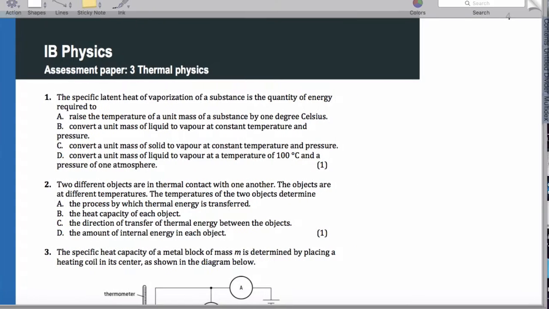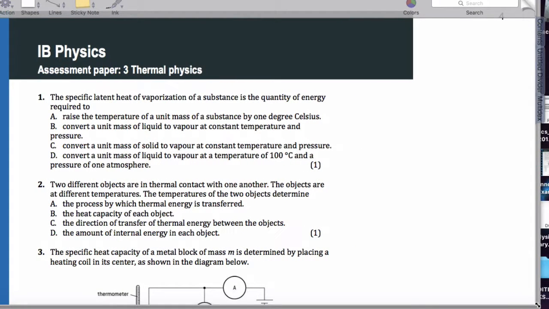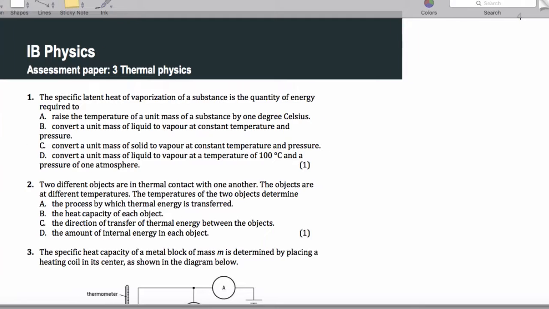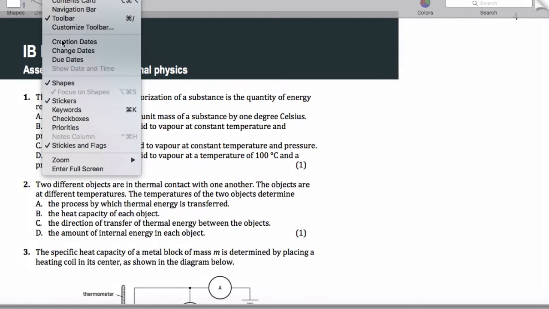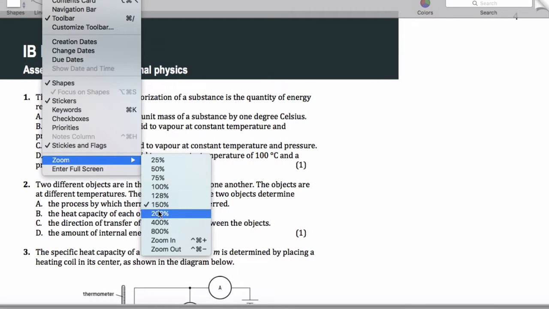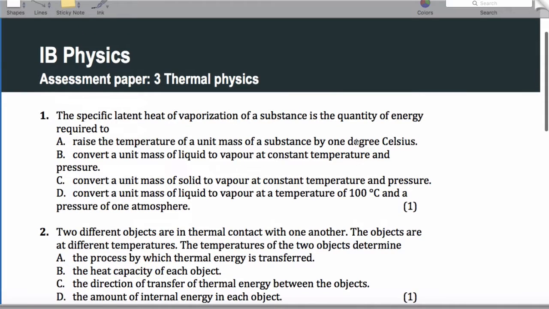All right, so I want to go ahead and actually go through the multiple choice section. We did talk about it in class, but I just want to make sure that we're reviewing carefully and that we feel totally comfortable with each question. So question number one, the specific latent heat of vaporization of a substance is the quantity of energy required to.